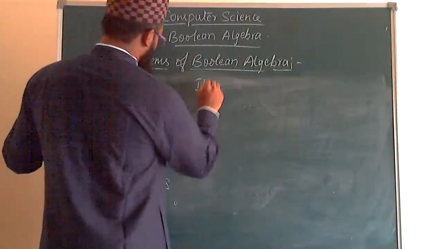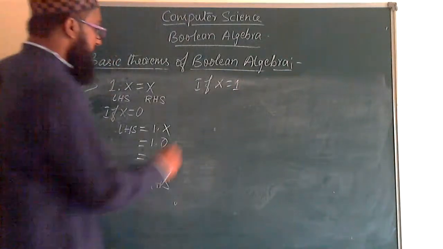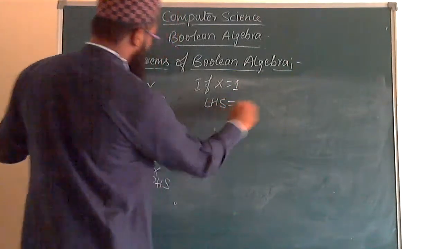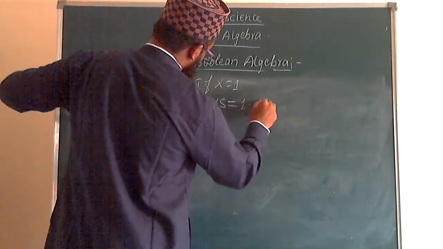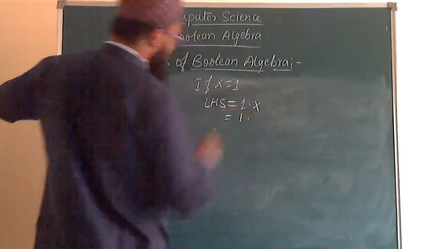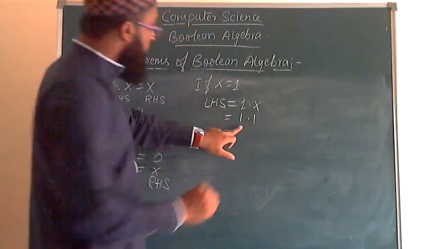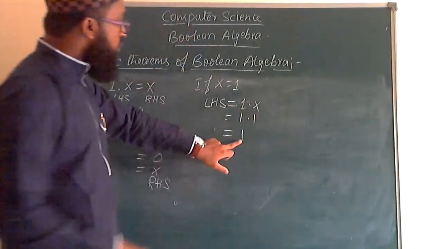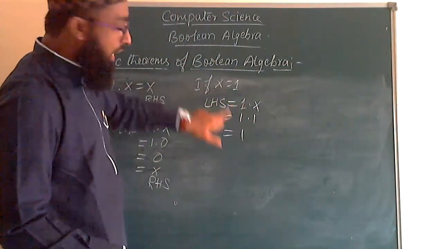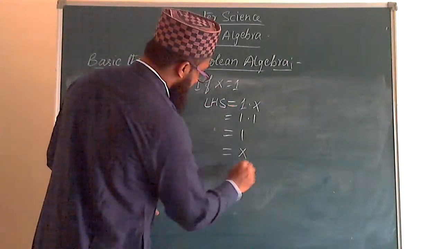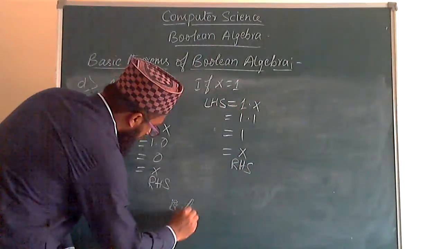Then if x is equal to 1, look here: LHS is 1 into x, which is equal to 1 into 1, since the value of x is 1 here. So 1 into 1 becomes 1. Here 1 is equal to x, so the answer here is x, the RHS.